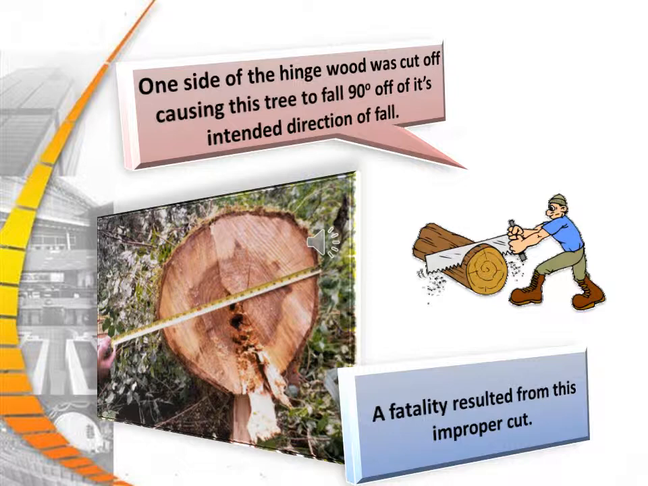One side of the hinge wood was cut off, causing this tree to fall 90 degrees off its intended direction of fall. A fatality resulted from this improper cut.